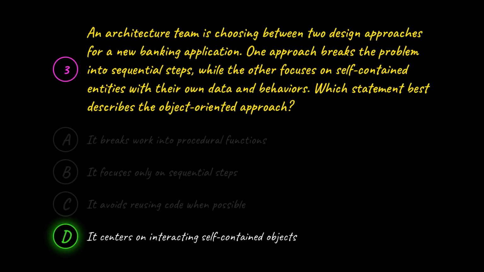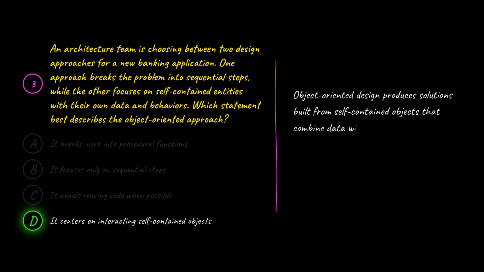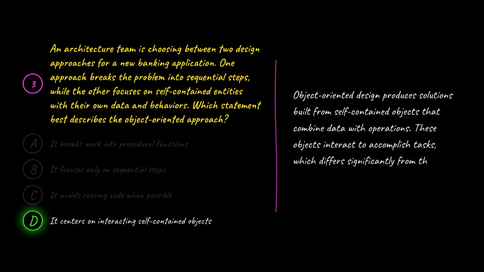The correct answer is D. It centers on interacting self-contained objects. D is correct because object-oriented design produces solutions built from self-contained objects that combine data with operations. These objects interact to accomplish tasks, which differs significantly from the step-by-step approach of top-down design thinking.